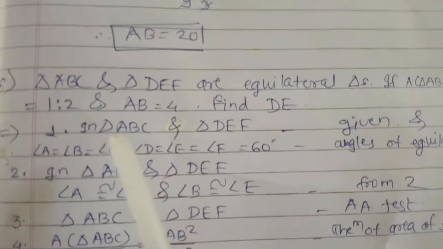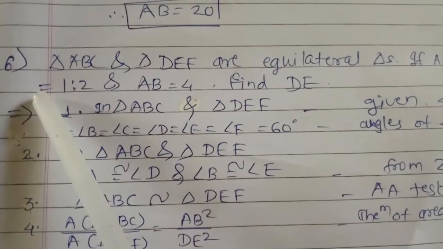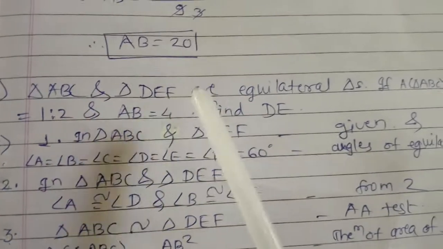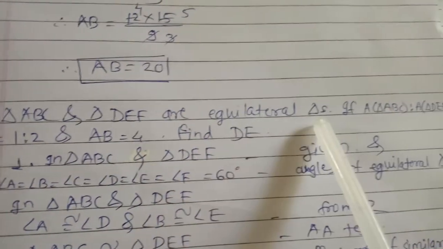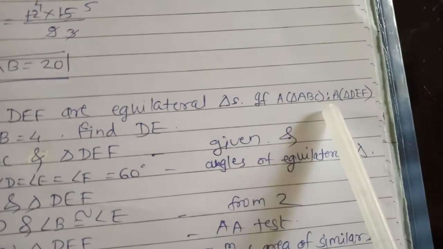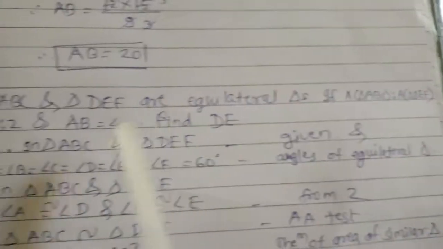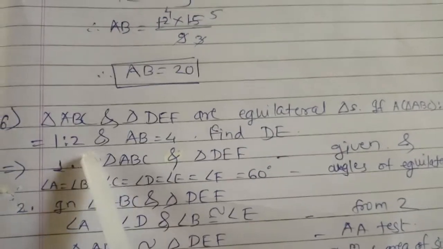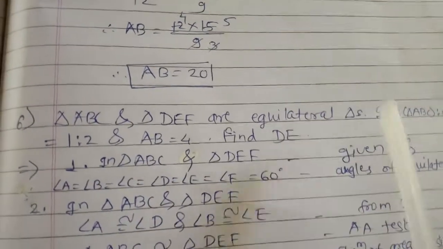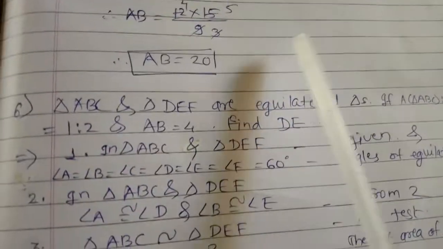Next, question number 6. Triangle ABC and triangle DEF are equilateral triangles, and the ratio of the area of triangle ABC to the area of triangle DEF is 1:2. Means we are given the ratio of the areas of these two triangles is 1:2. Again AB is 4 and we have to find DE. The same as the fifth example.